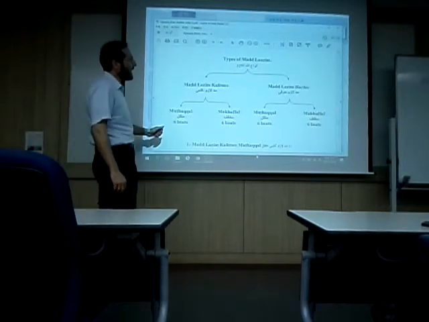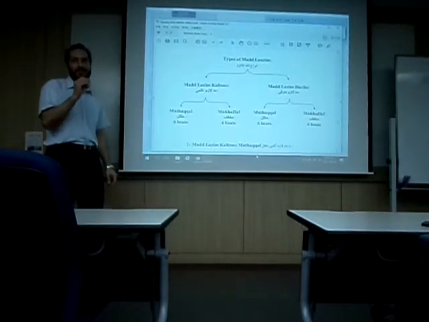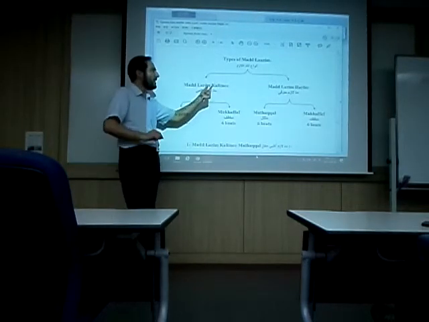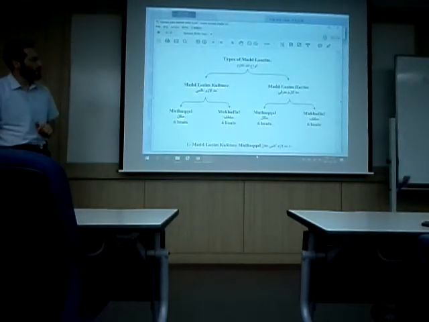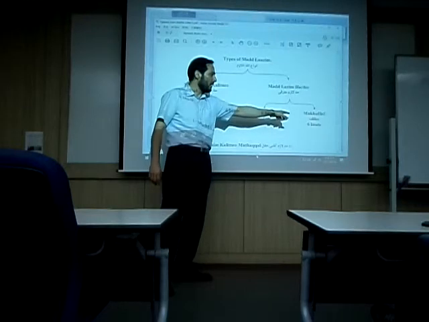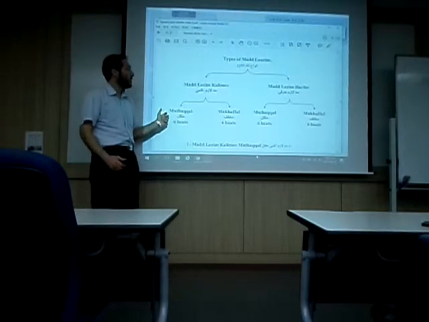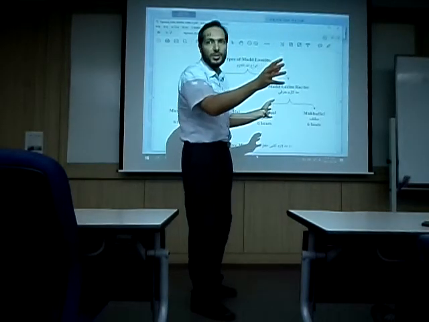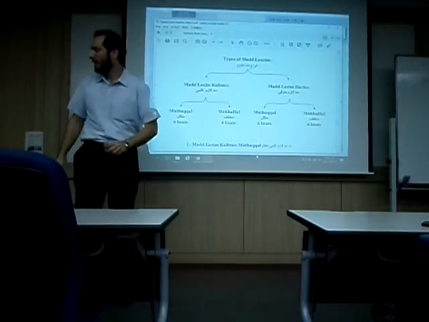And we have 2 types: mad lazim harfi and mad lazim kalimi. Harfi means based on letters, and kalimi means based on words. And we have 2 different levels: mukhaffaf and muthaqqal. Mukhaffaf means light, and muthaqqal means heavy. The same here. So mad lazim in your mind should be: we have mad lazim based on letters and based on words, and each has 2 levels, mukhaffaf and muthaqqal. Okay? These are the rulings.